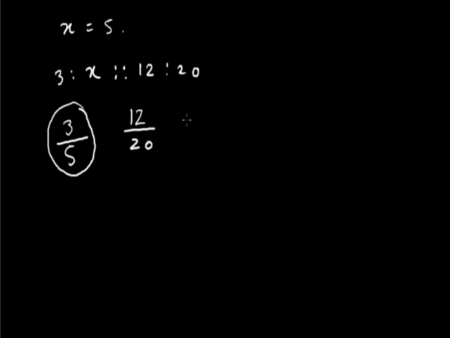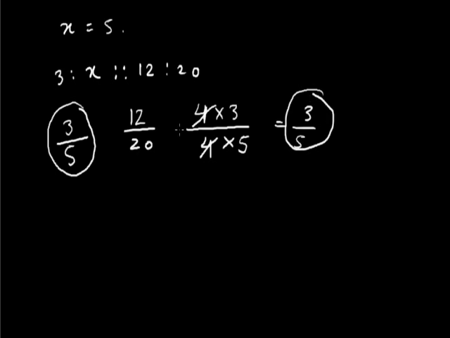Similarly, in the second fraction, we can see that there is a common factor of 4 between the numerator and denominator. So 12 can be written in its prime factorization form as 4 multiplied by 3, 4 is the multiplication of 2 and 2, and similarly 20 can be written as 4 multiplied by 5. This 4 gets cancelled, and 12 by 20 in its simplest form is equal to 3 by 5. That's why the first fraction is equal to the second fraction. So x equals 5 is the correct result.